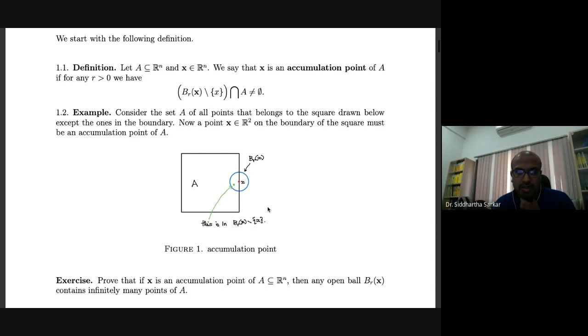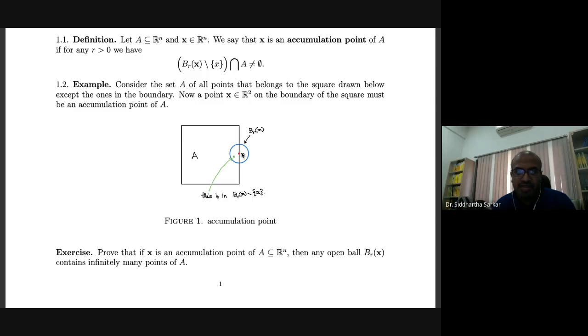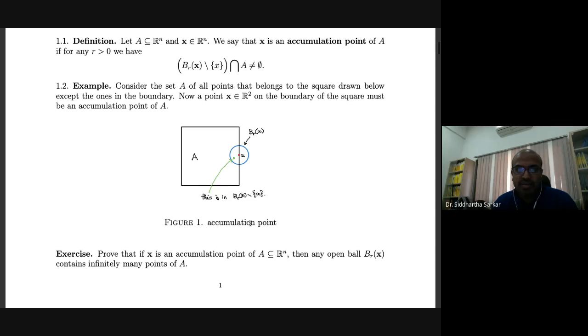Okay, so this way I can observe a lot of points which are not in the set but are also accumulation points, and usually those points are called boundary points of the set. The definition is actually much stronger, as we have seen in the usual real analysis. If there is one point in that open radius r ball, then you can get not just that particular point but infinitely many points contained in A.